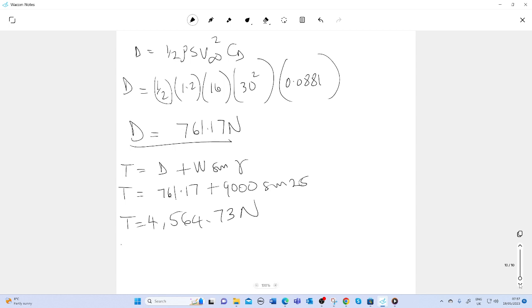Now don't let us forget the power required equation, which is the thrust multiplied by the velocity. That is the product of the thrust and the velocity. It gives us 4,564.73 multiplied by the velocity, which is 30 meters per second. So our required power calculated becomes 136.94 kilowatts.